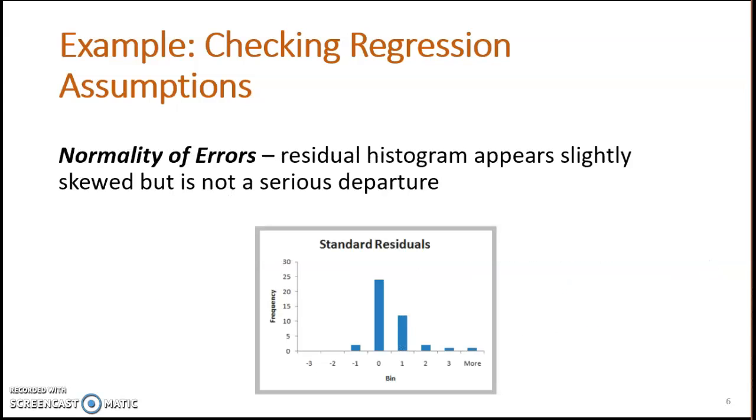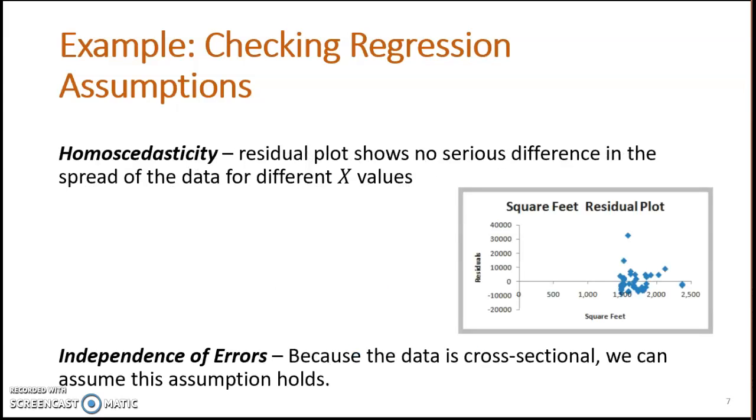Normality of errors. This figure here shows a histogram of the standard residuals for the market value data. The distribution appears to be somewhat positively skewed, but does not appear to have a serious departure from normality. Next, we look at homoscedasticity. In the residual plot here, it shows no serious difference in the spread of data for different values of x, particularly if the outlier is eliminated.